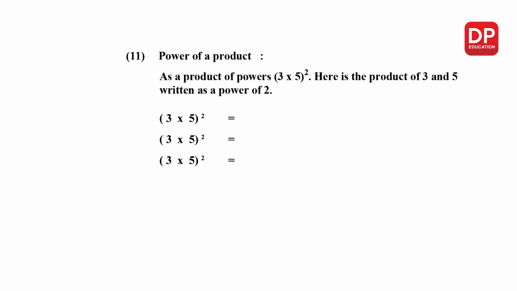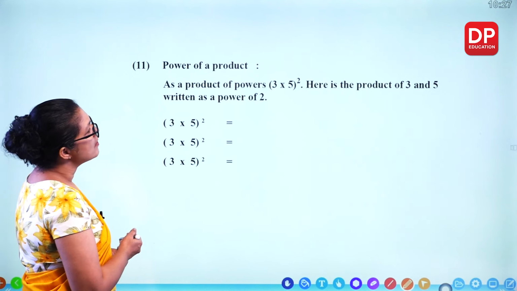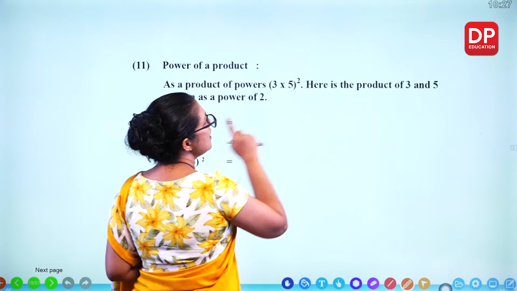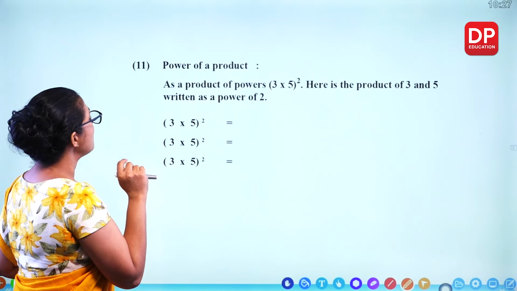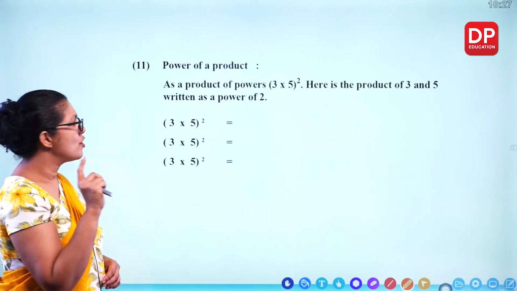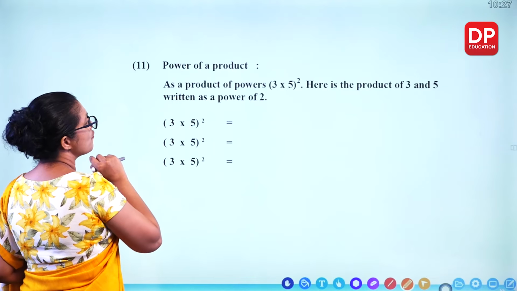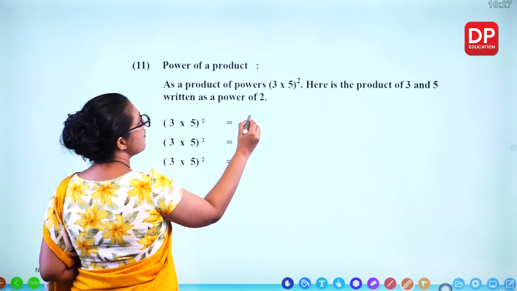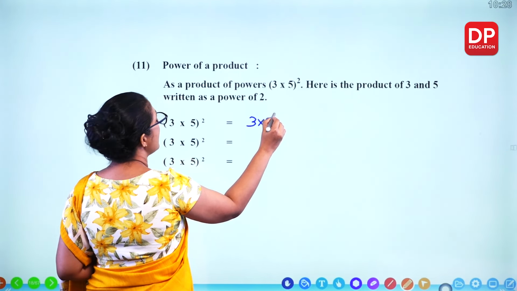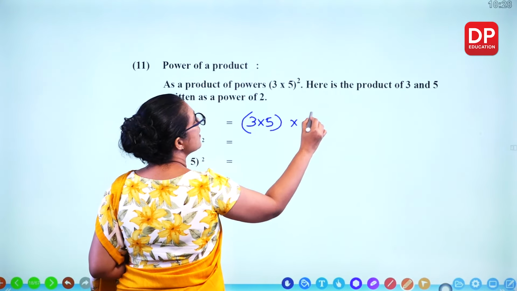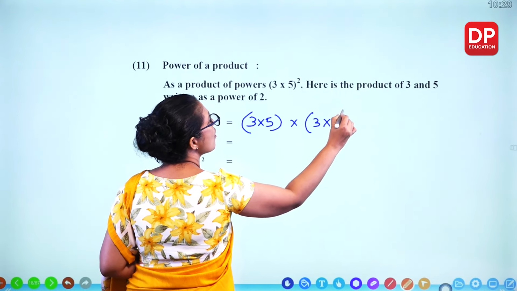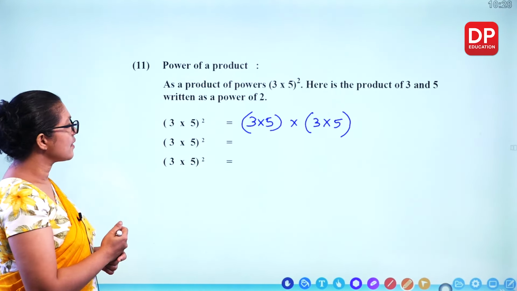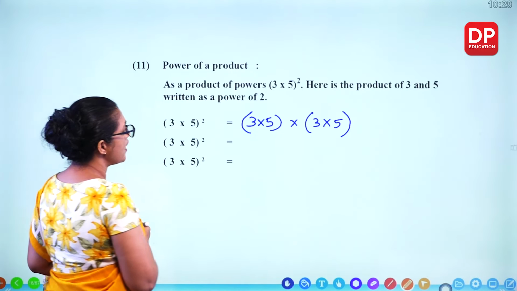Power of a product as a product of powers. 3 into 5 squared: here is the product of 3 and 5 written as a power of 2. So this is a power of 2. That means you can write this one as this multiplied by this, twice of that. Then we can separate it.